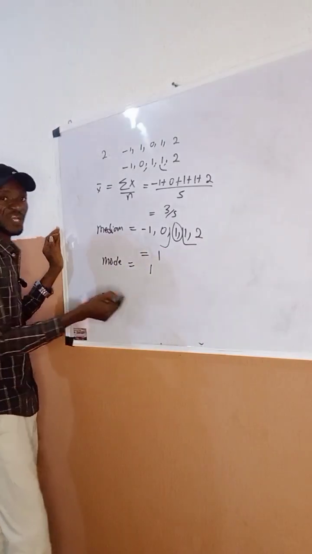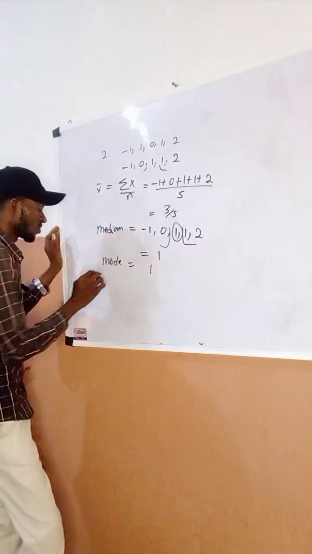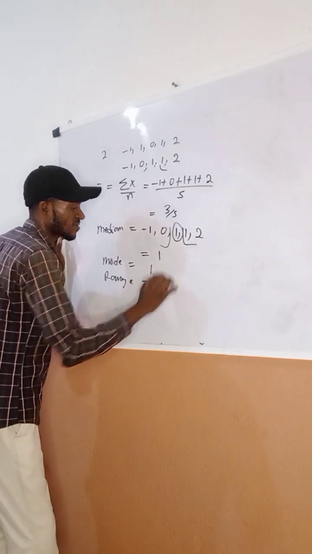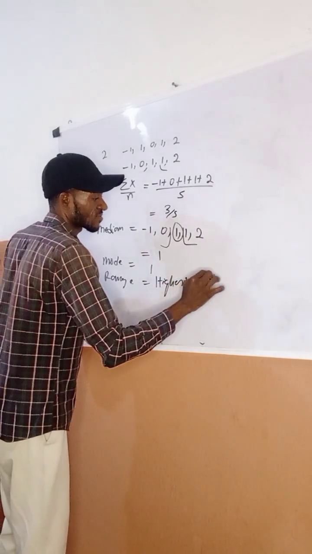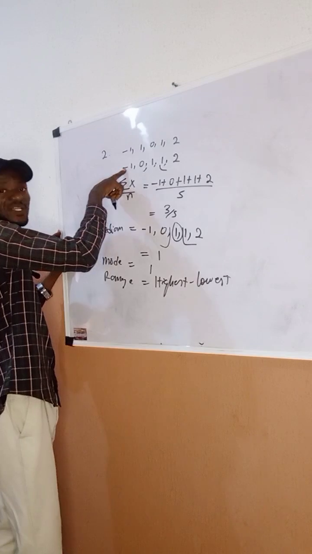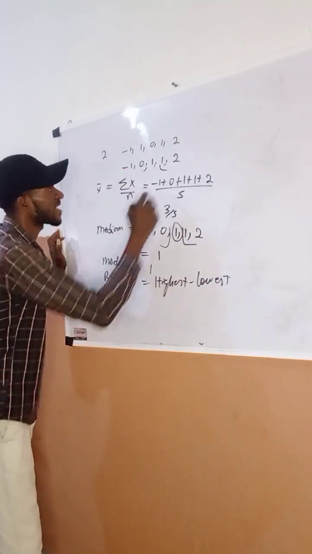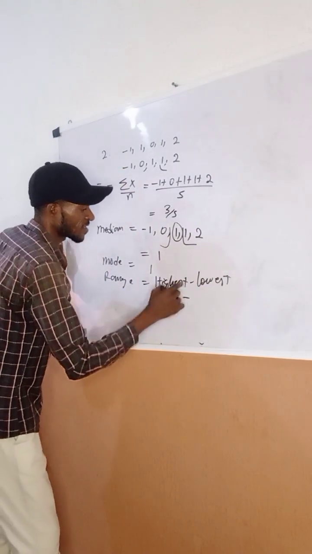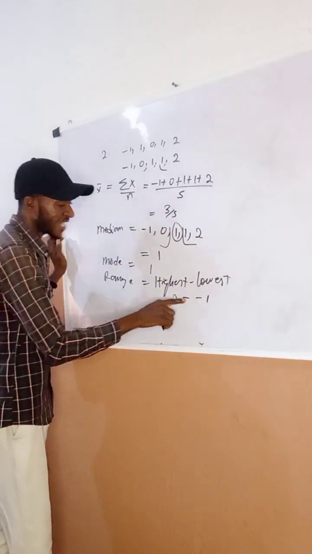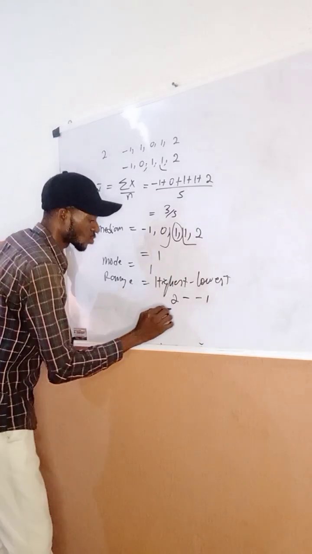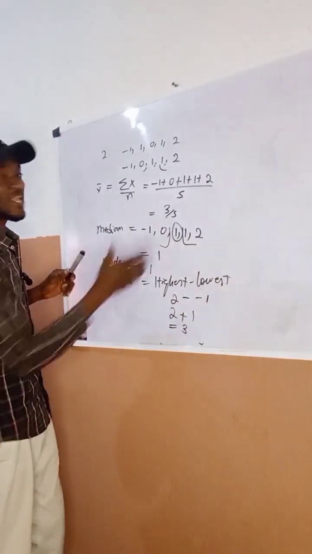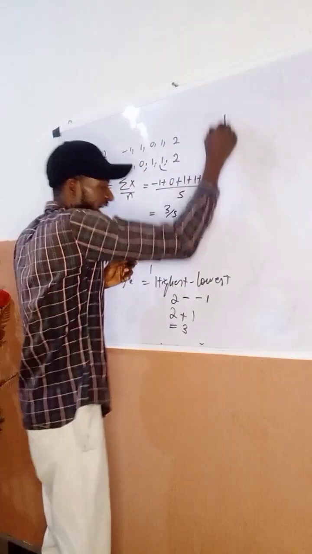So in that case, we move further again. I've got my mode. So we now talk about the range. So the range is highest minus lowest. What is my highest here? Highest is 2. What is my lowest here? Minus 1. So in place of highest, I'm going to write 2. Minus is for this formula. The lowest is minus 1, so I have minus 1. And in mathematics, minus minus is plus. So I have 2 plus 1, which equals 3.